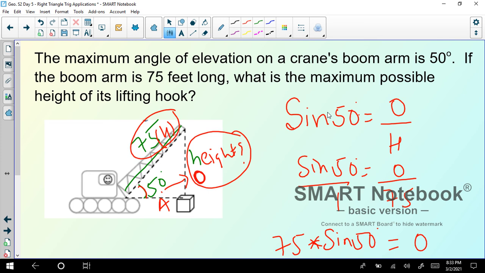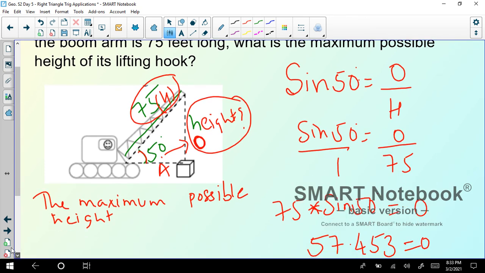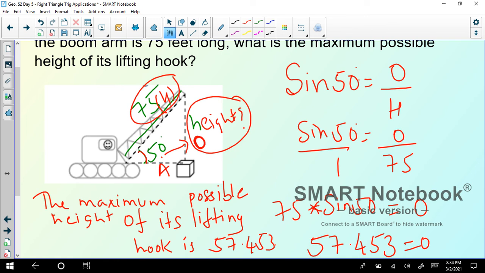So the maximum possible height of its lifting hook is 57.453. And it was in feet, so just keep this as feet. Let's see the next problem.